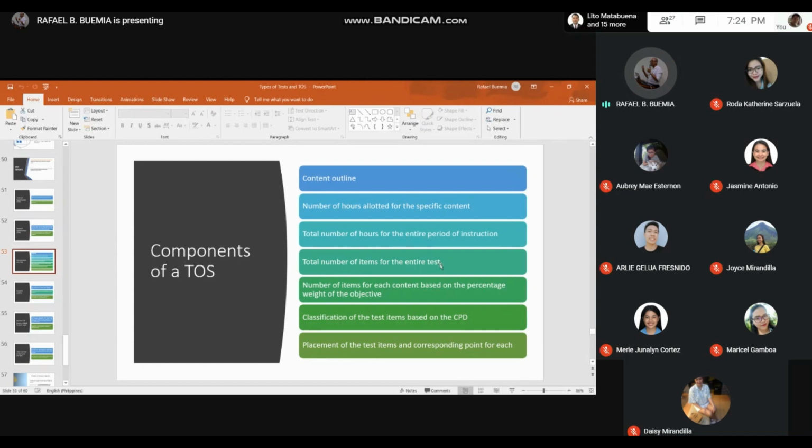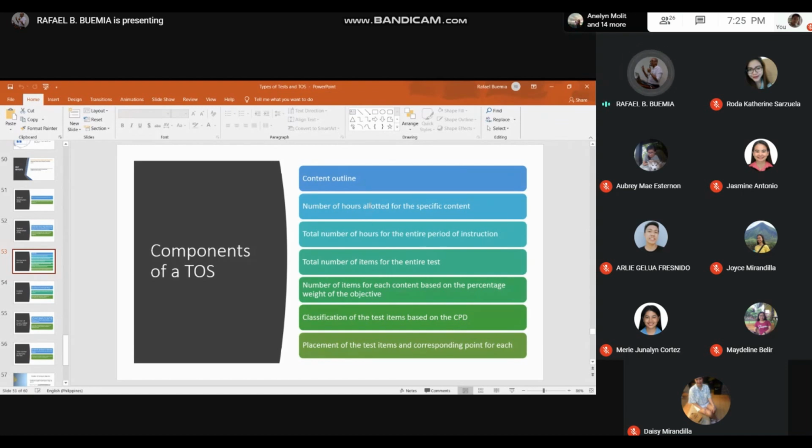Okay? Because you need this, you need this, you can see my cursor, I did not put it in slideshow. You need this, and then I think you need the number of hours allotted for its learning objective, because you need to determine how many items per objective, depending on the percentage weight of the objective. How do we get this percentage weight? We basically divide the number of hours for that objective by the total number of hours.